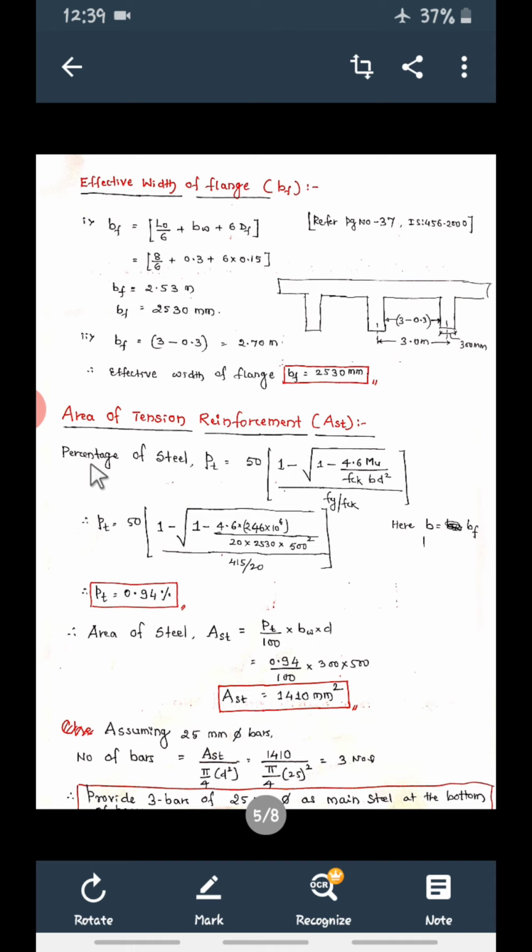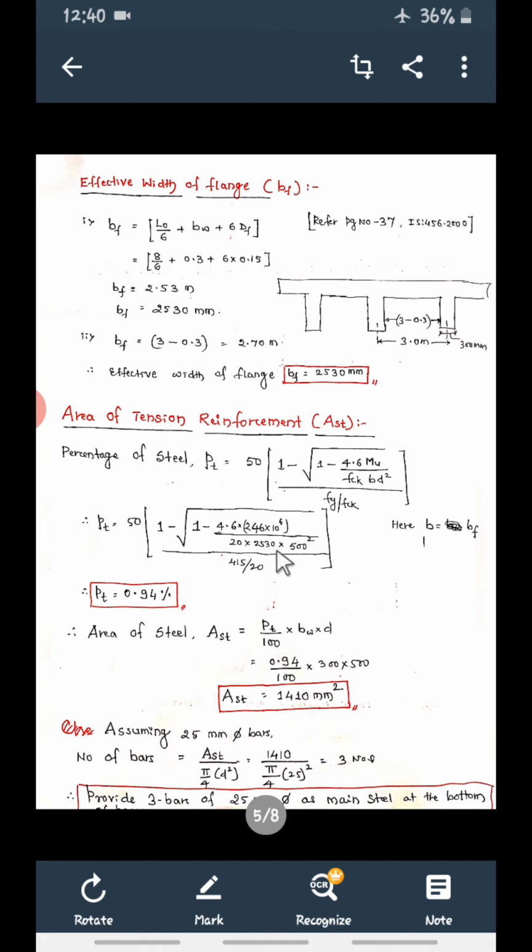First the percentage calculation, that is pt. As usual, the formula is 50 into bracket 1 minus under the root of 1 minus 4.6 Mu upon fck b d square, times fy upon fck. Substitute all the values: 50 into 1 minus under the root 1 minus 4.6 Mu, that is 246 kilonewton multiplied by 10 raised to 6 Newton mm, divided by fck 20 and b. Important here: you have to substitute b equal to bf, what you have calculated here.